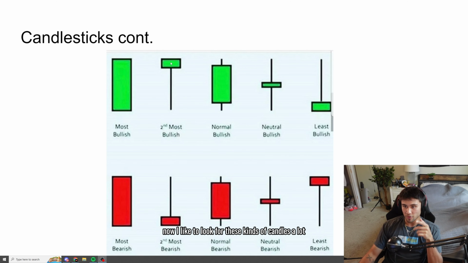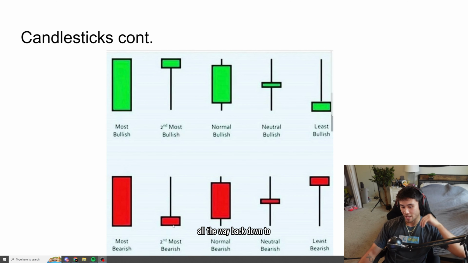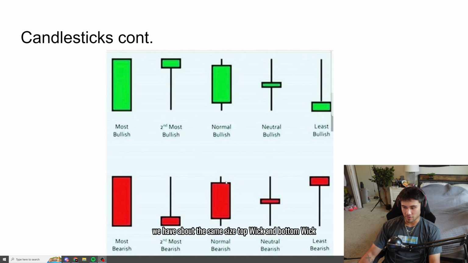Now, I like to look for these kinds of candles a lot, and I also do take entries off of these kinds of candles a lot, especially when they are out of my zones. Now, obviously, it's going to be the inverse for a red candle. Price started here, buyers managed to buy the candle all the way up, but then sellers came in and outnumbered them and were able to push this candle all the way back down to actually close red. Now, this is a normal bullish candle. This is a normal bearish candle. We have about the same size top wick and bottom wick, just staying with the trend.